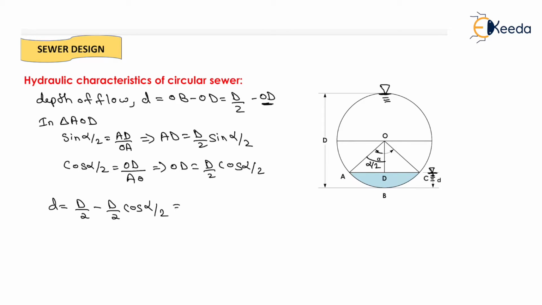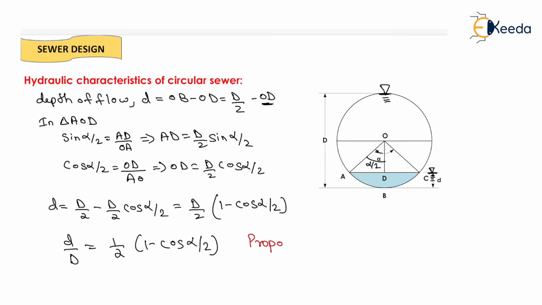Now if we take the common factor D by 2 from the whole equation, it will be equal to D by 2 into 1 minus cos alpha by 2. Now if we write it as the small d by capital D ratio, it will be equal to half of 1 minus cos alpha by 2. Now that will be the ratio which is known as the proportionate depth of flow. Okay, now in the hydraulic characteristics of the circular sewer, we will go for all the proportionate parameters, that is the proportionate depth of flow, that is the d by D ratio, which will be equal to 1 by 2 into 1 minus cos alpha by 2. I hope that it is clear to all, and we will move to the next parameter.